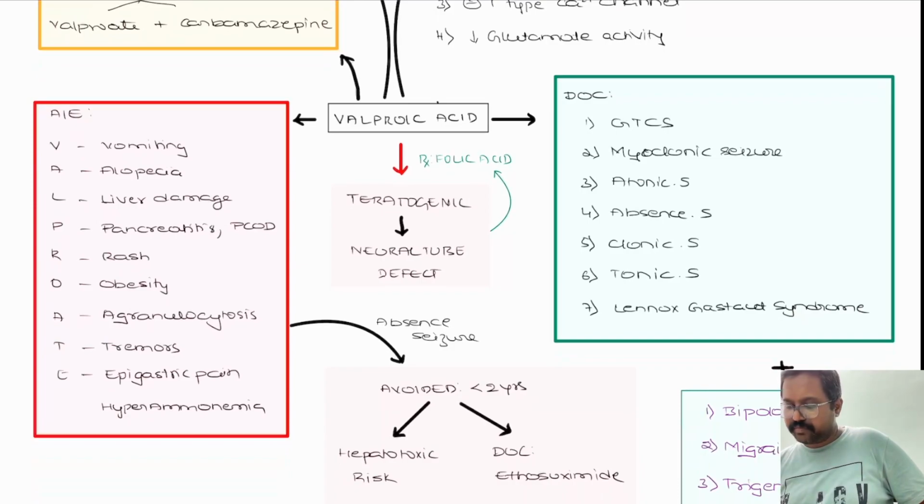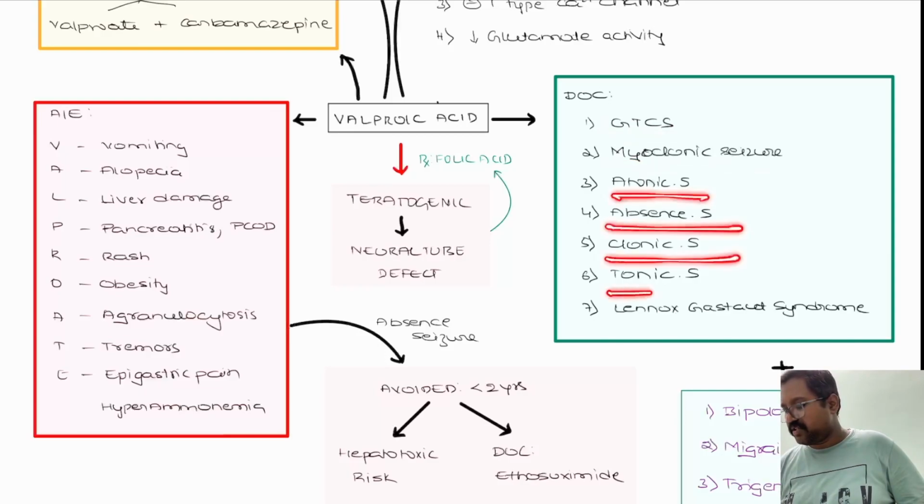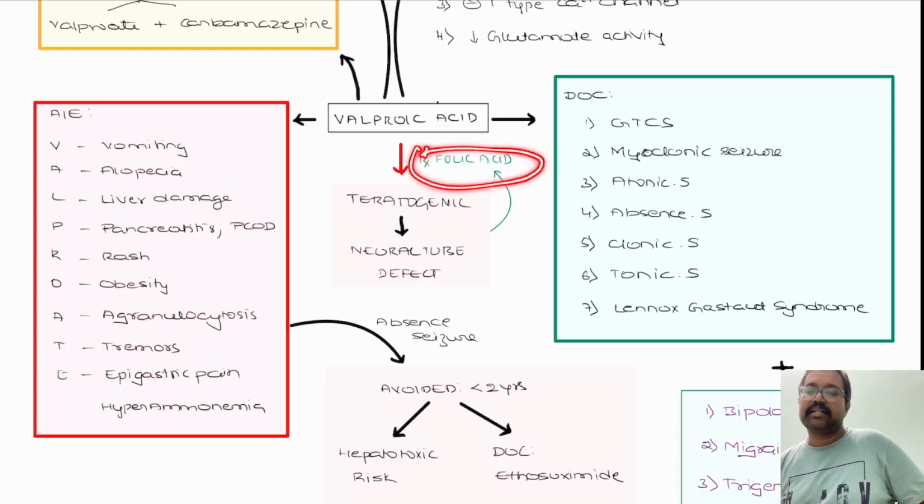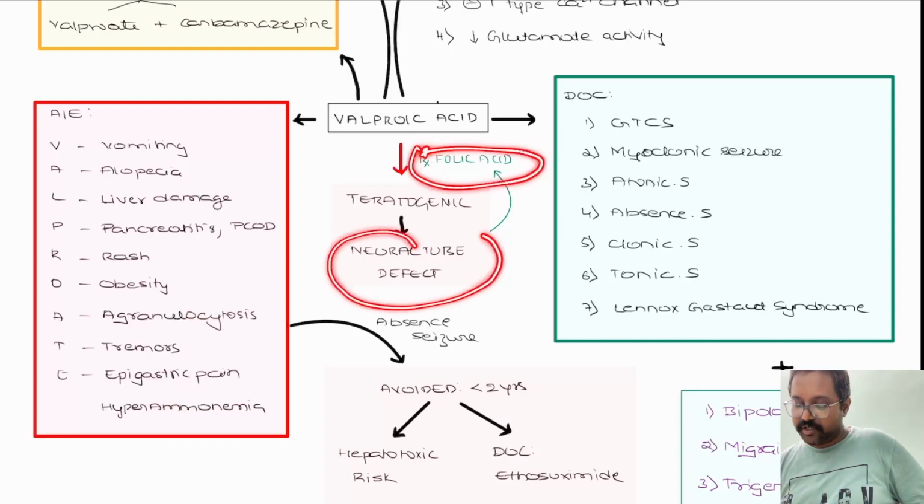So where can we use these kinds of drugs? This is the drug of choice in case of GTCS, myoclonic seizure, atonic seizure, absence seizure, clonic seizure, tonic seizure, and Lennox-Gastaut syndrome. Since, as we told, it causes teratogenicity, you need to supplement with folic acid to prevent congenital birth anomalies like neural tube defect.